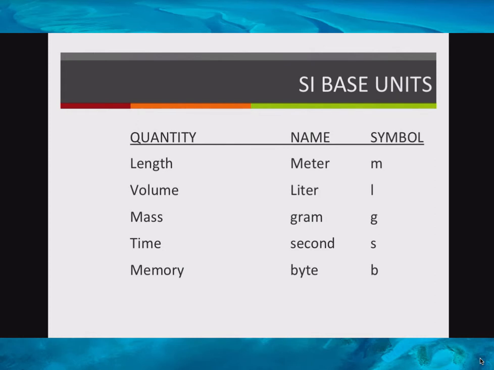Then you have mass. Mass is sort of like weight, it's a bit different, but mass is measured in grams. Time is always measured in the scientific community and in the big world in general in seconds. And then memory for computers is measured in bytes, and we can say things like gigabyte and megabyte.